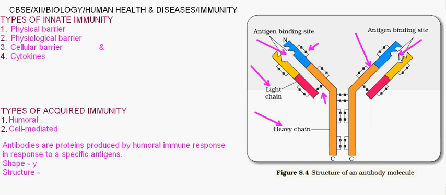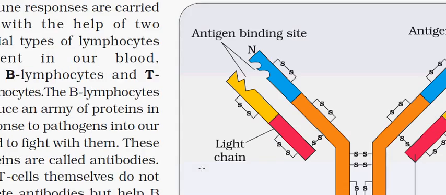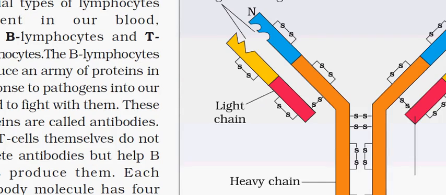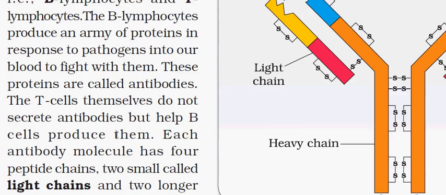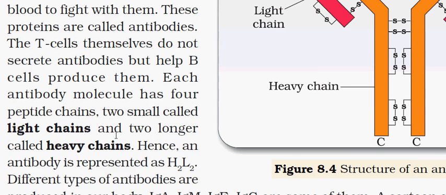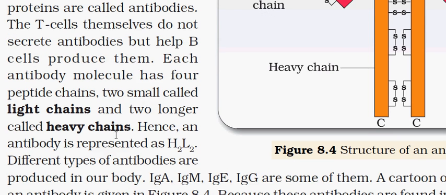Now we can see that B lymphocytes synthesize antibodies, and the light chain and heavy chain are represented as they have two light chains, two heavy chains, represented as H2L2. And there are 5 different types of antibodies produced in human beings: IgA, IgM, IgE, IgG. So these are 4. One more is IgD.